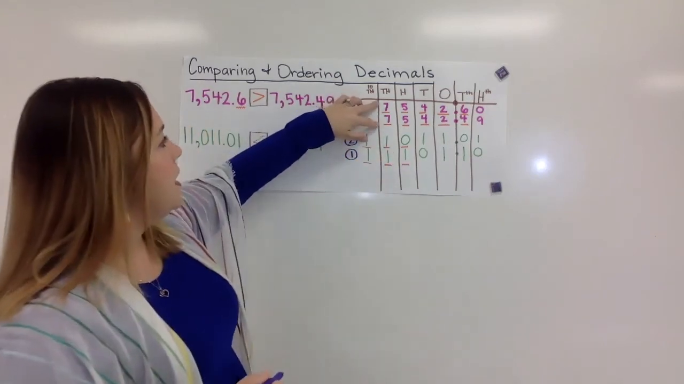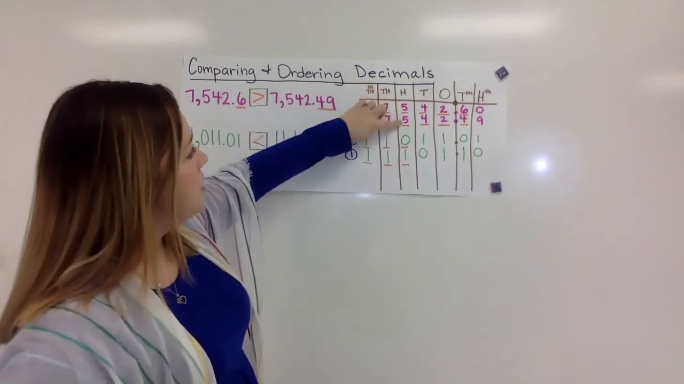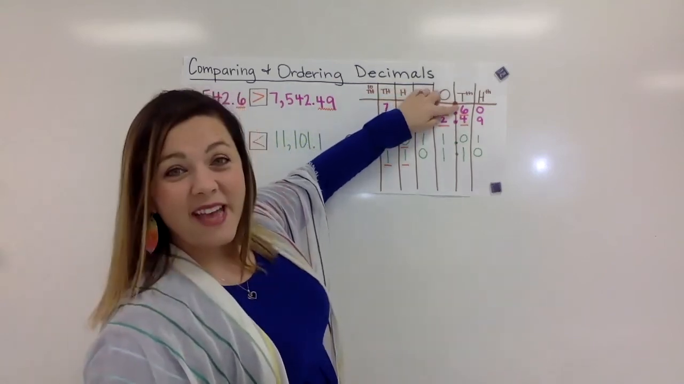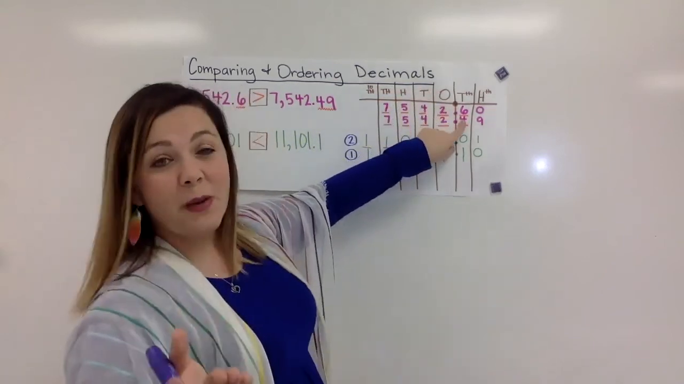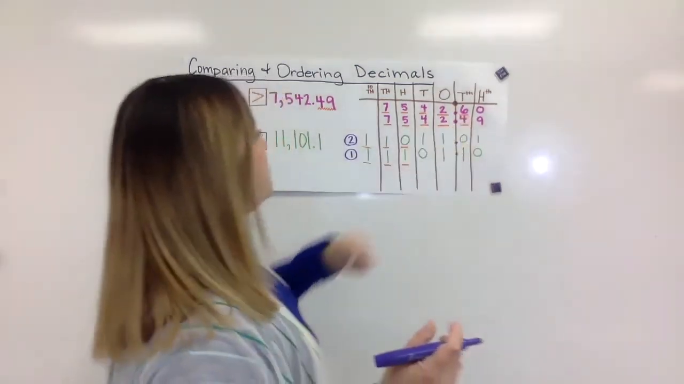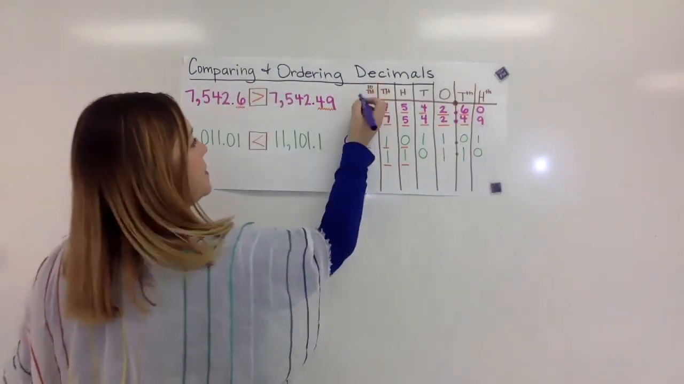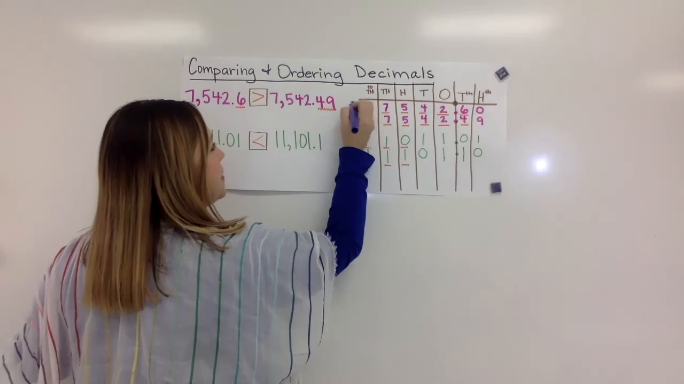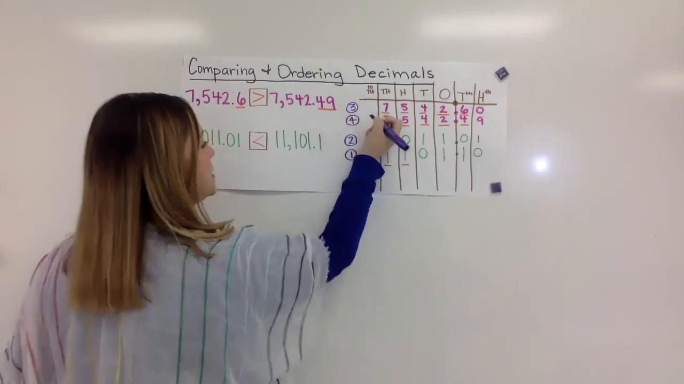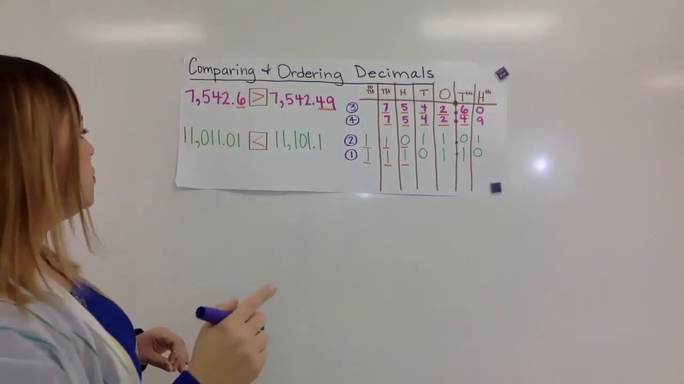Now I'm going to come here. I'm going to look in the thousands place. They're the same. Hundreds are the same. Tens, ones, and here we go. We're at the tenths place again. So this time I'm looking for the largest of the two. 6 is larger, which means that in order from greatest to least, this number would come next. So I'm going to label it as a number 3, which means that this number right here is going to come last in order from greatest to least.